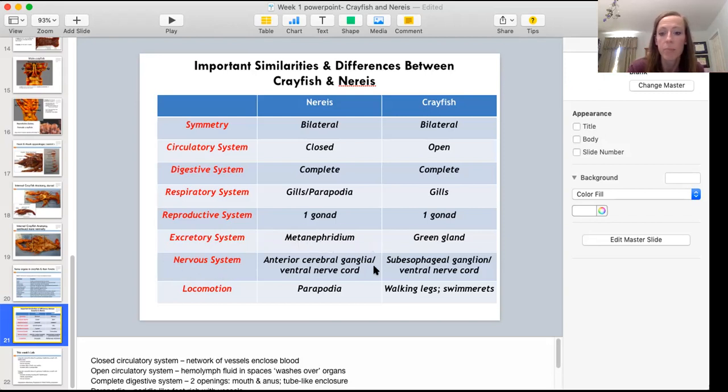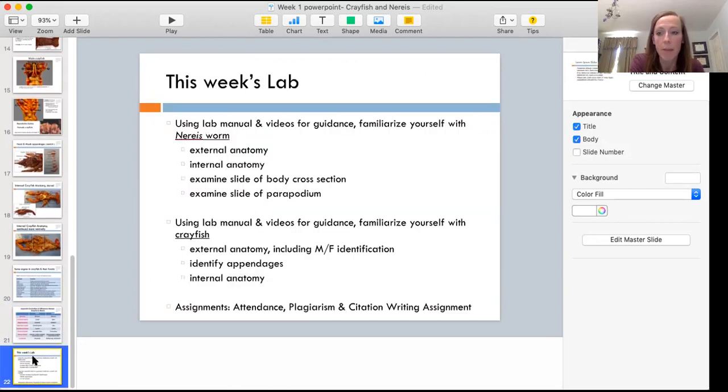The nervous system, they both have a ventral nerve cord and then ganglia, basically compilations of cells that serve as their brains. And then for locomotion, the Nereis has the parapodia, the appendages on each of the metameres. And then the crayfish have walking legs, the larger sets of legs that are on the cephalothorax, and then the swimmerets, which are on the abdomen. Okay, so those are what they use for locomotion. All right, that is wrapping things up.